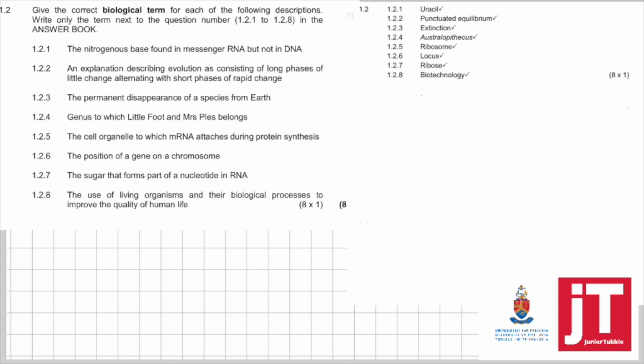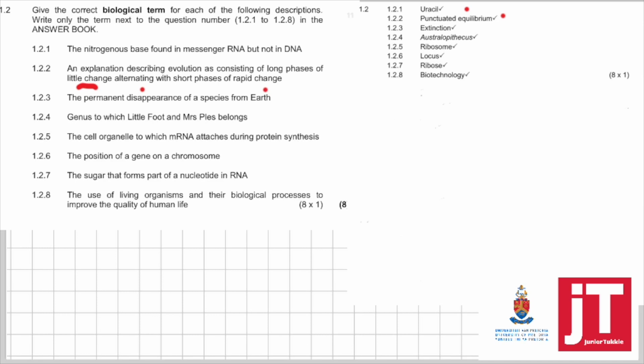1.2.1. The nitrogenous base found in mRNA but not in DNA. Right, so they're asking which nitrogenous base is found in the RNA but not DNA. We know that that answer is uracil. 1.2.2. An explanation describing evolution as consisting of long phases of little change alternating with short phases of rapid change. Now immediately, let's look. Long phases of little change, then alternating with short phases with rapid change. You should definitely know this as punctuated equilibrium.